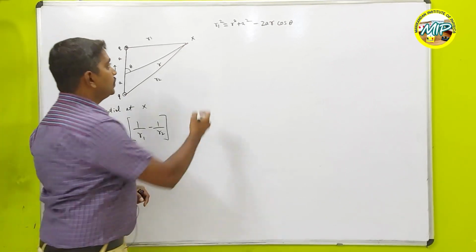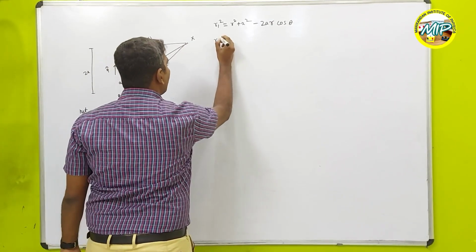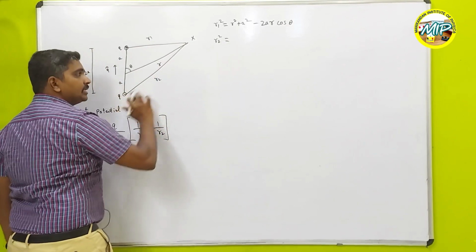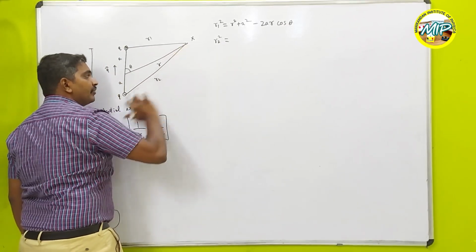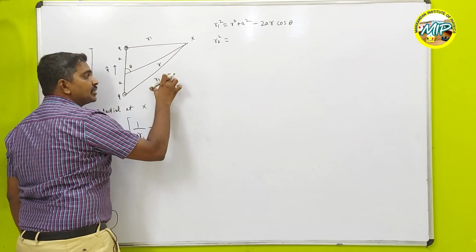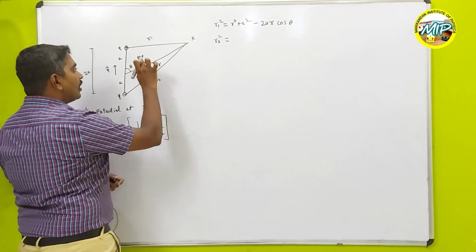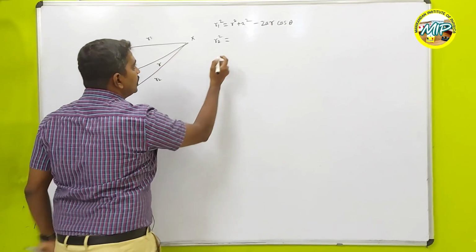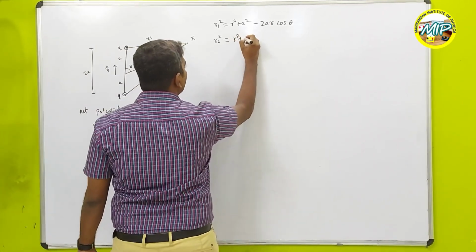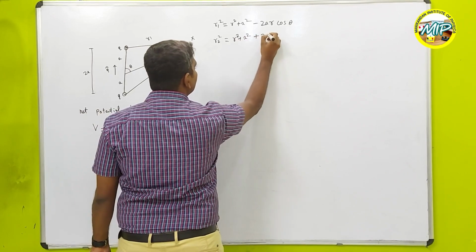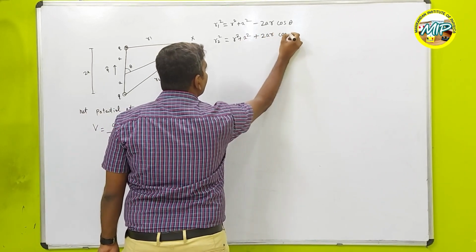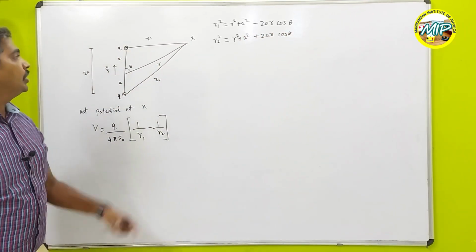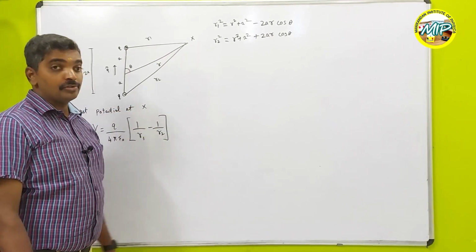For the R2, this is the largest side. If you're considering this triangle here, this is the largest side. If it is the largest side, I have to add this point and this point. If I add these two, I'm getting my R2. It's going to be R square plus A square plus 2 into A into R cos theta. So using trigonometry, I can solve this problem.